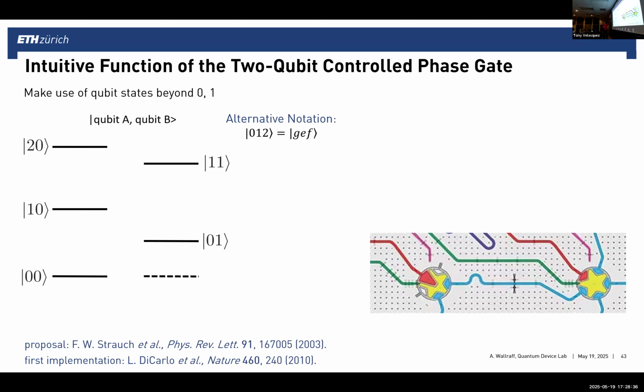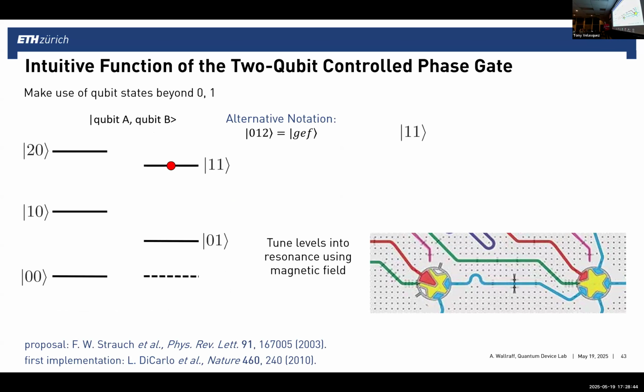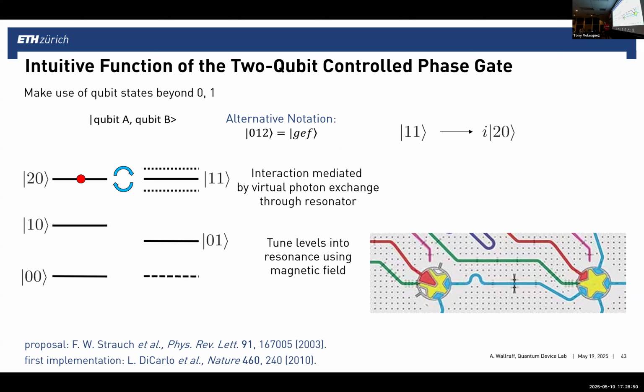Here's the same diagram that we've looked at before. If you prepare both of the qubits in the 1,1 state, you can have them interact with the 2,0 state and have this effective swap interaction that I've indicated schematically here. You let this interaction go through a full cycle, and when you're back in the original state, you have accumulated this phase factor of -1.